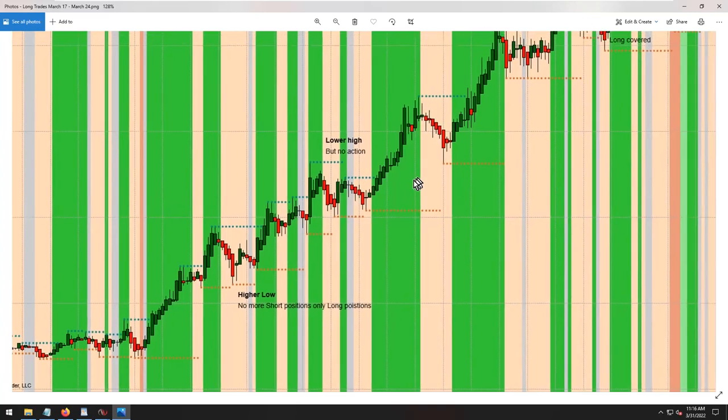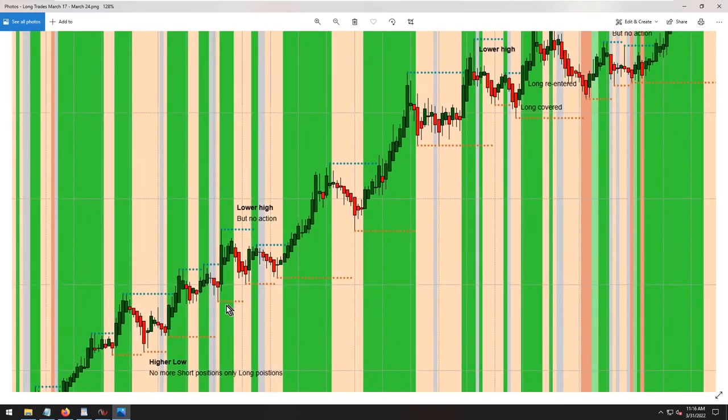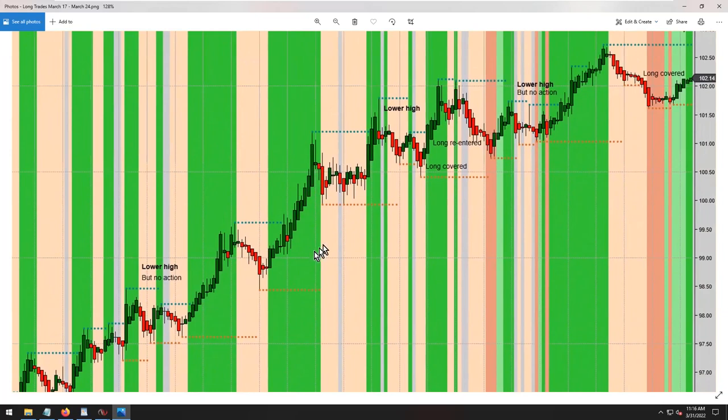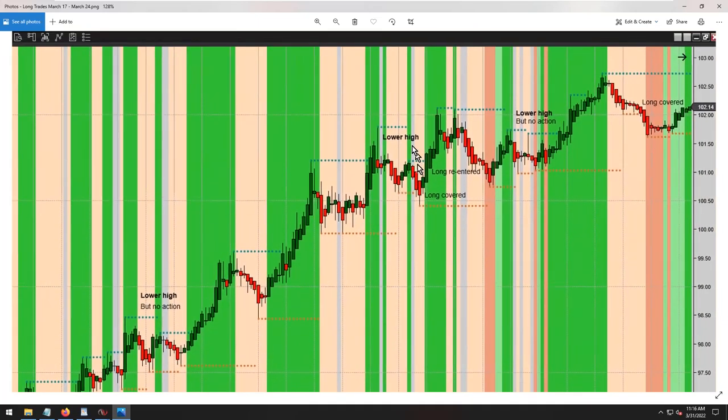And then we do have a lower high, but none of these swing lows was broken. The stop loss is sitting on these swing lows, but none of them are broken, so that long position is still open. The stop loss is moving up, moving up. Then we do get a lower high, which really doesn't factor into this, but what does factor is that this swing low is identified. And so the stop loss moves up, and then that stop loss is hit. We can see here it says long covered. So our stop loss is hit and we're out of that long position.